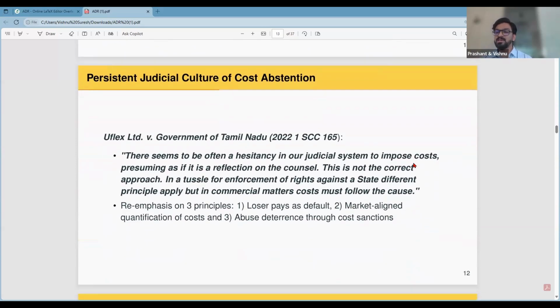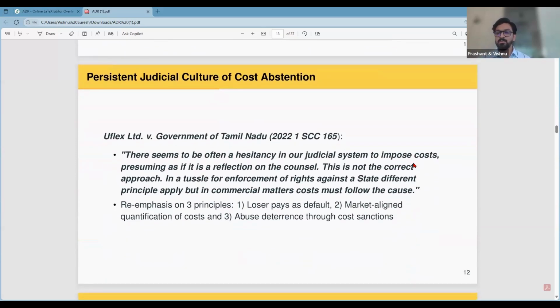So what we see here is there existed a problem. There is a statute which was brought on, but is full of loopholes. And I bring your attention to this particular case, which was decided not regarding arbitration, but regarding commercial disputes, where the Supreme Court has said, and I'm quoting the judgment, "There seems to be often a hesitancy in our judicial system to impose costs, presuming as if it is a reflection on the counsel. This is not the correct approach.